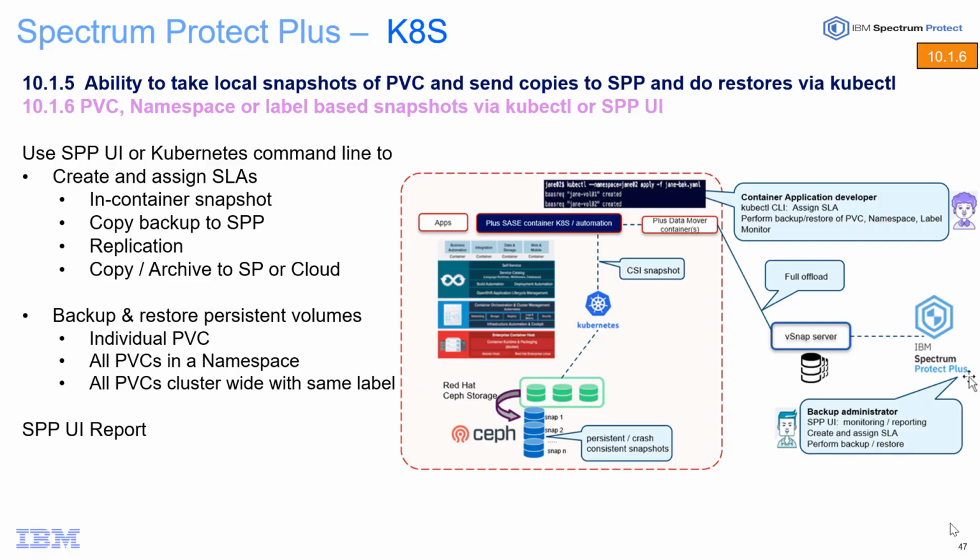So in summary, I've shown you how in version 10.1.6 of Spectrum Protect Plus, you can create backup jobs either using the Spectrum Protect Plus user interface or via the Kubernetes kubectl. And those backup jobs can do individual PVCs, or all the PVCs in a namespace, or all the PVCs cluster-wide with the same label. Likewise, you can do restores, and you can generate two types of reports, either the out-of-the-box report or a customized report on the Container Persistent Volume Backup History.